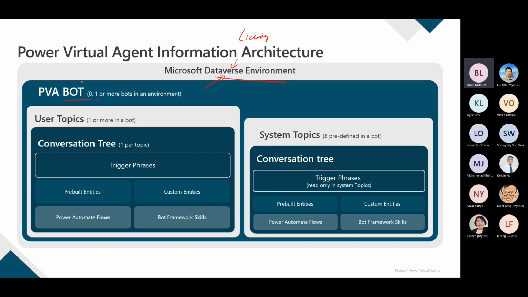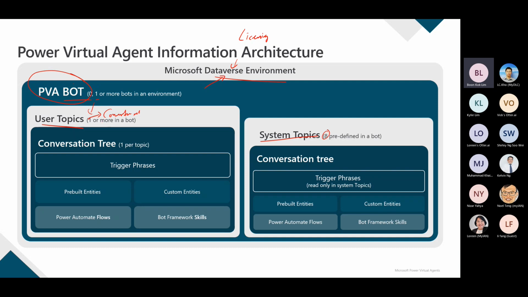All right, inside this Power Virtual Agent bot here, right? Then you have two types of topics. Remember I said a topic basically is to create a conversation, right? All right, so we have the user topic. By default, they will give you some samples. Later I will share with you what user topics they created. And we also have the system topics. So basically we already have 8 predefined in the bot here.